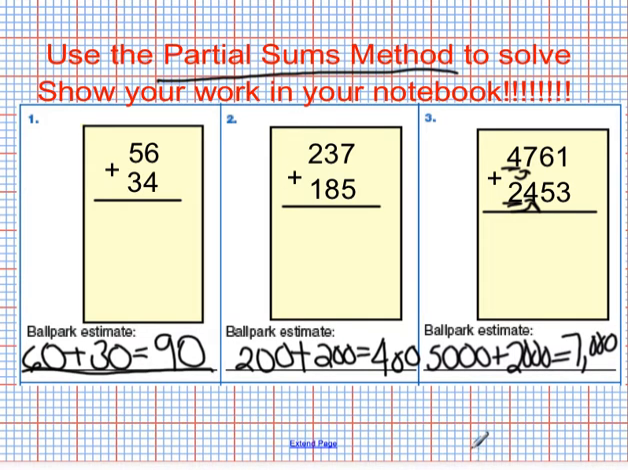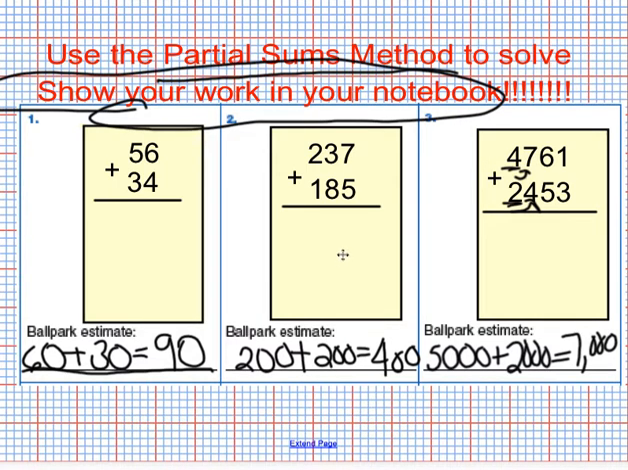So I helped you with the ballpark estimates. Now your job is to actually do the different problems using the partial sums method. So if you have to go back and review how you get a partial sums answer, you can go back and review that and then work out the problems. Be sure you show your work in your math notebook because we are going to be checking. So pause and do your math problem. And while you have it paused, I am going to be working out the problems and you can check back and see how well you did.